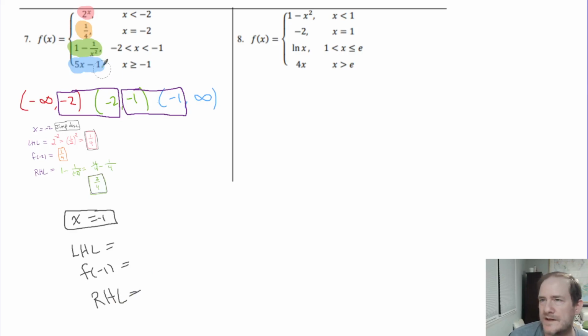Okay, where's the left hand limit coming from? It's going to come from the green. So that's going to be 1 minus 1 over -1 squared.